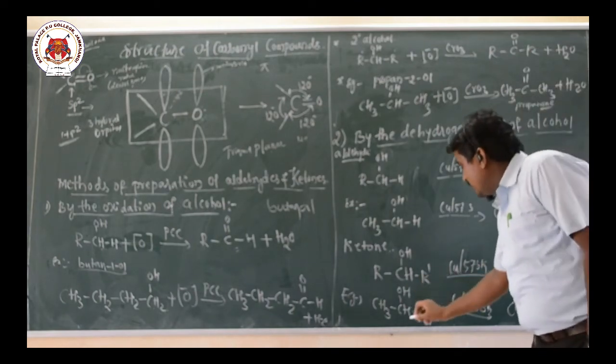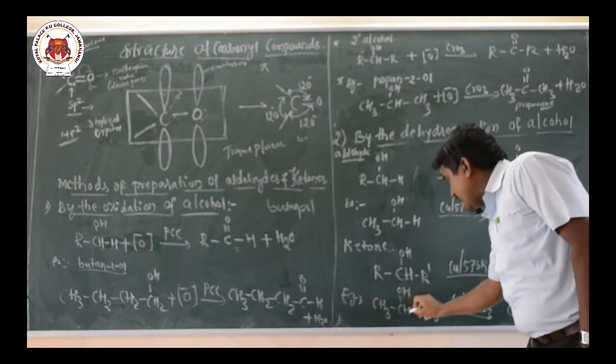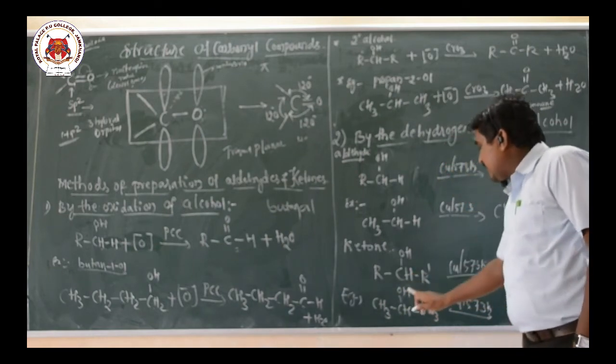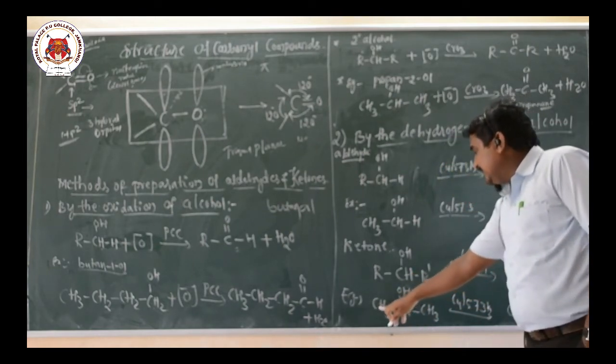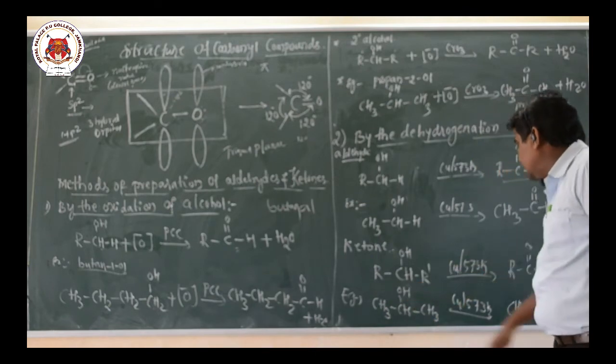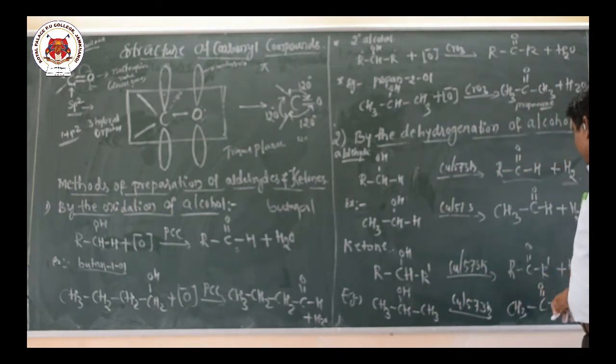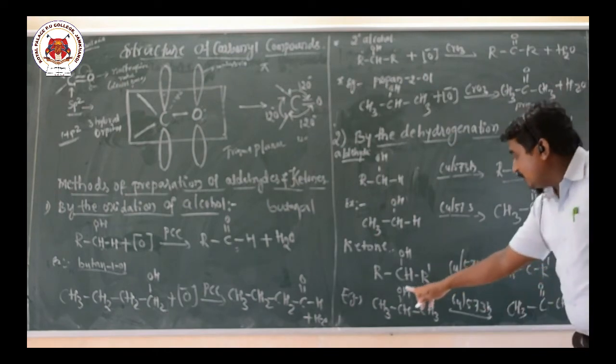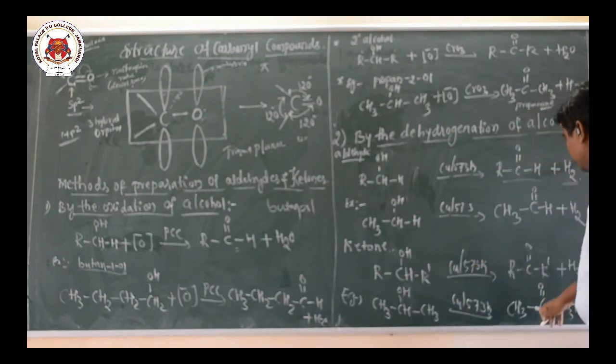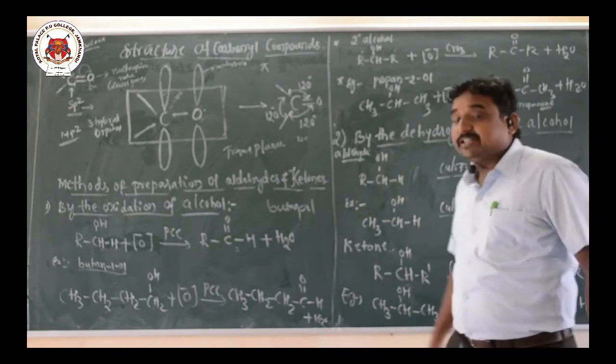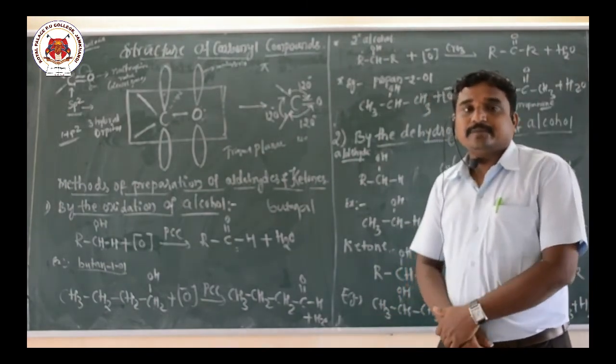Here also I have taken the propan-2-ol example. Here loss of H2, the remaining thing is what here? CH3COCH3, that means CH3 C double bond O, CH3. After removal of H2, you will get this one product, ketone. The name of the product is propanone. So these are the two methods for the preparation of aldehydes and ketones.